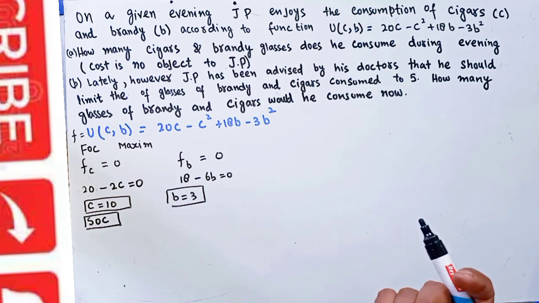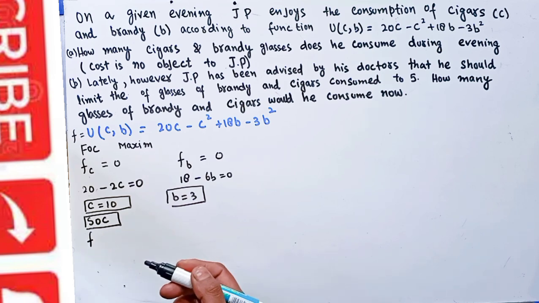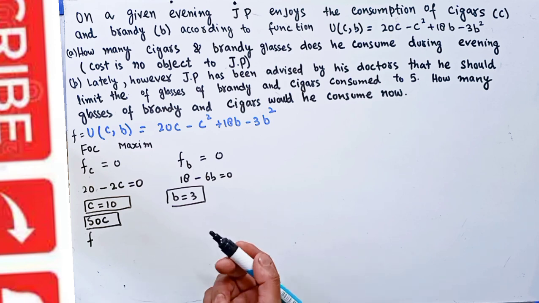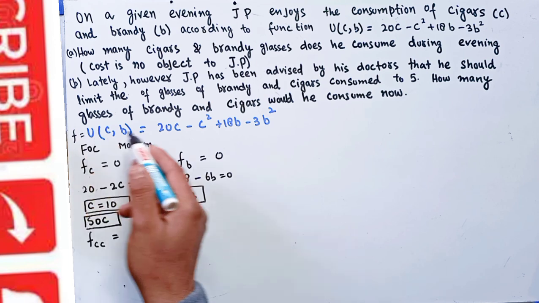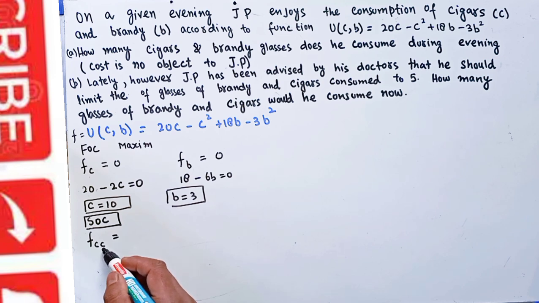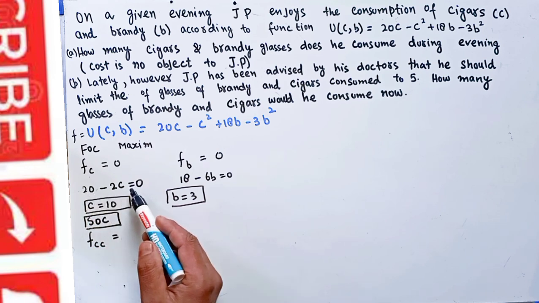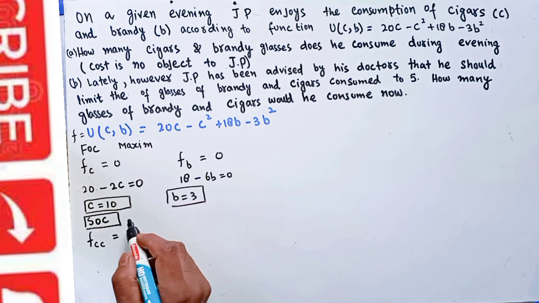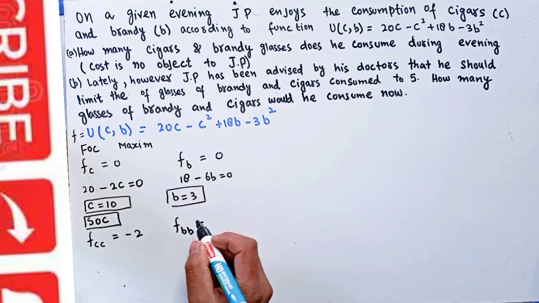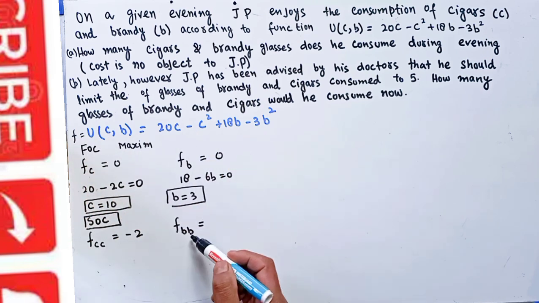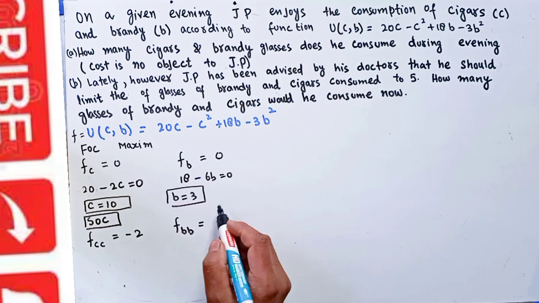So how do we check the second order condition? First, we take the second order derivative of the given function. That means f subscript double c, differentiating the function twice with respect to c. The derivative of the first derivative gives the second derivative, so we are left with minus 2. Similarly, f subscript double b means differentiating the function twice with respect to brandy. f subscript b is the first derivative, and its derivative again with respect to b is minus 6.